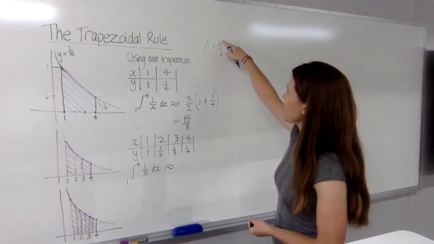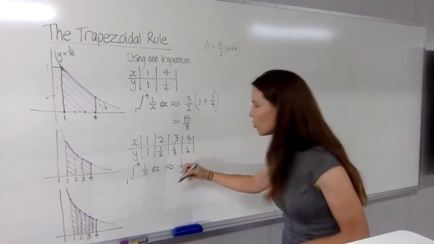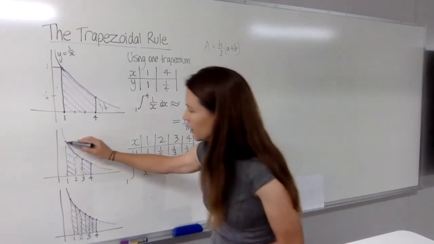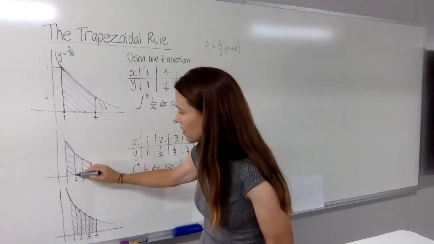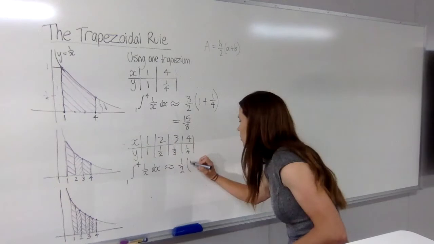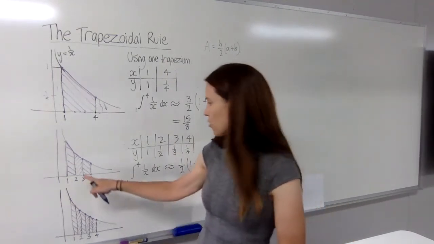Our formula says get the height of the trapezium over 2. So that's going to be 1 over 2 for this first trapezium. And then I have to add, in brackets, this length to this length. So that'll be 1 plus a half. All right, now let's do the next trapezium.